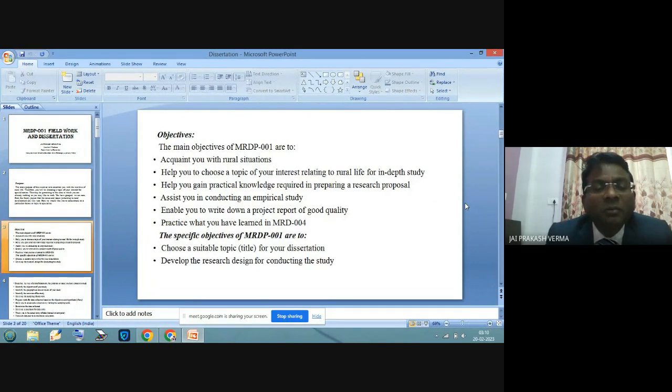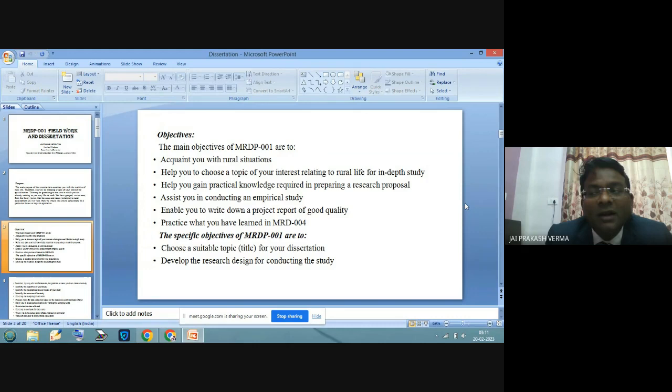Before making a good dissertation, we must know about some objectives. We have already discussed MRDP 001. The main objective of MRDP 001, the dissertation paper, is to acquaint you with rural situations. If you go for field work, you will live within the community with the people, interact with them, and know very well about their problems and what is happening in rural areas.